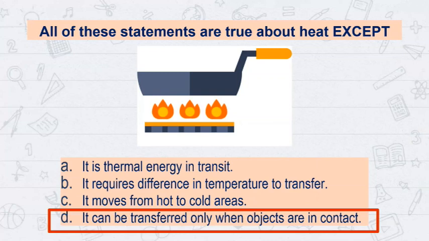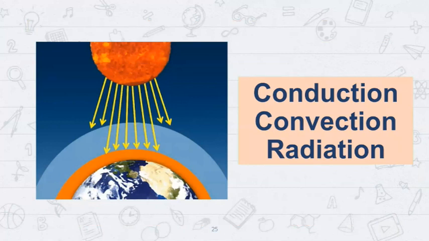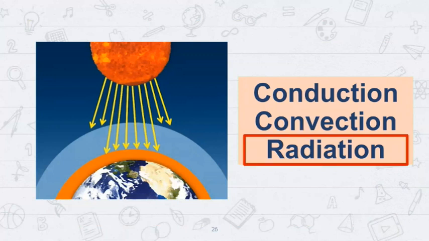Right. Letter D is not true about heat. Heat can be transferred with or without objects being in contact. Remember radiation? It refers to transfer of heat via electromagnetic waves. Let's proceed. Which kind of heat transfer is this? Good. Warming of the Earth by the sun involves radiation as electromagnetic waves.